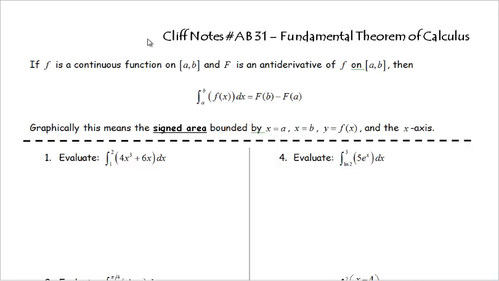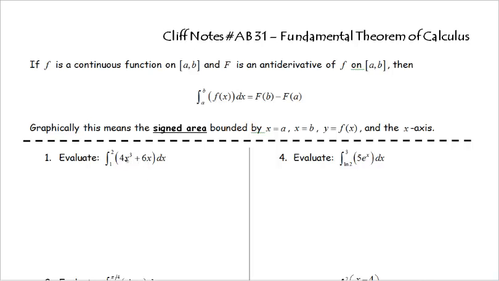For Cliff Notes number 31, we're going to revisit the fundamental theorem of calculus. And it's right here for us. Graphically, this just means the signed area bound by some left x, some right x, a function, and the x-axis. To evaluate this integral, we need to find the antiderivative and evaluate it at the upper and lower limits.